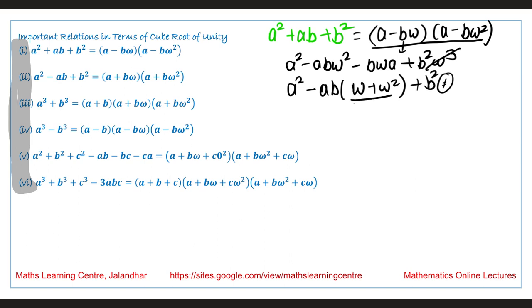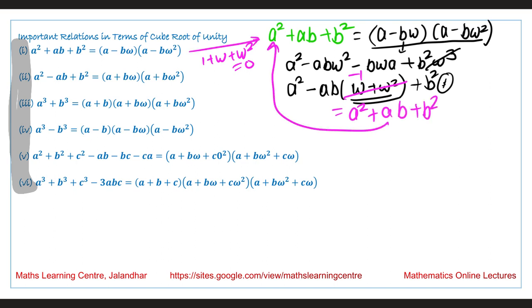Now what is the value of omega plus omega square? We have 1 plus omega plus omega square equal to 0, so omega plus omega square will be equal to minus 1. So the answer we get is a square plus ab plus b square. This is our first result. Second, if there is a minus sign over here, it is minus ab over here, so the formula is in this form.